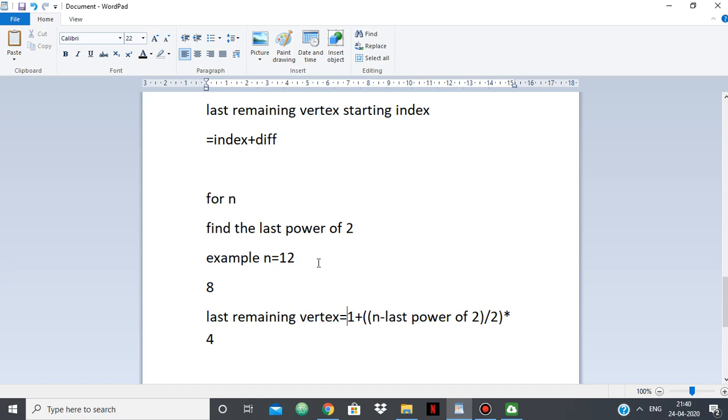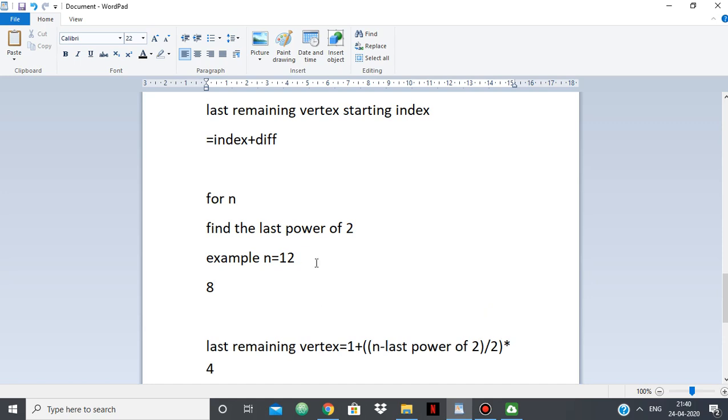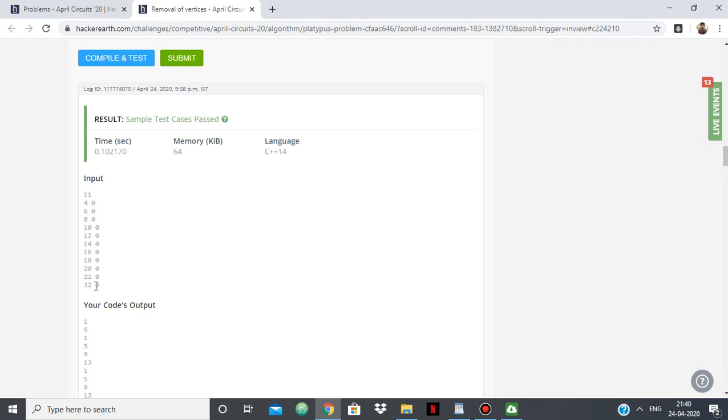So let's move on to this example. N is equal to 12, last power of 2 is 8. 12 minus 8 is 4, and 4 by 2 is 2. So 2 into 4 is 8. 8 plus 1 is 9. For 12, the answer is 9. You can see here also it's 9.